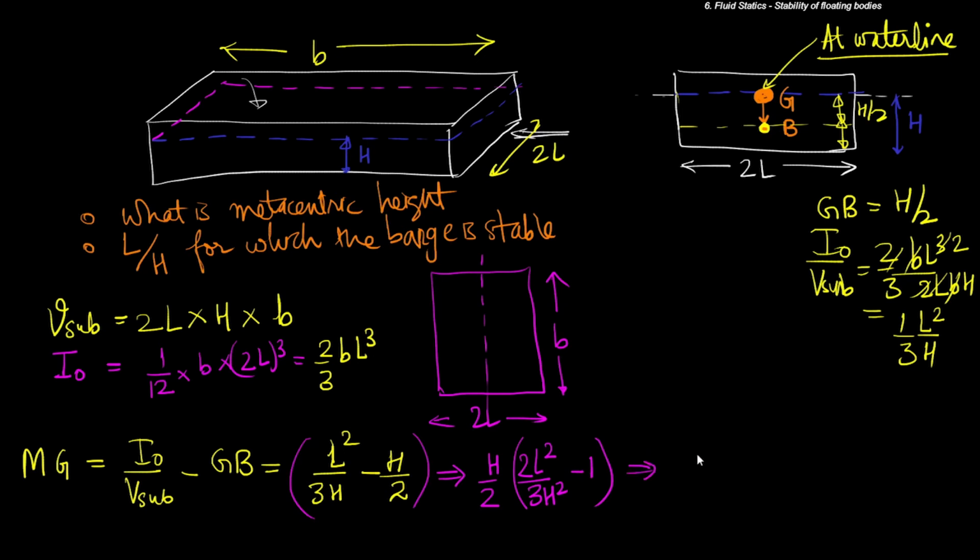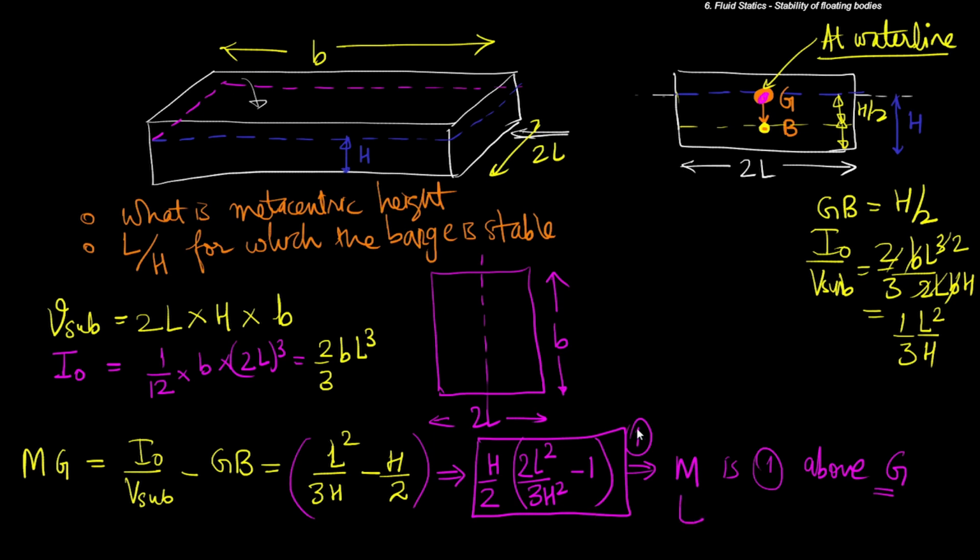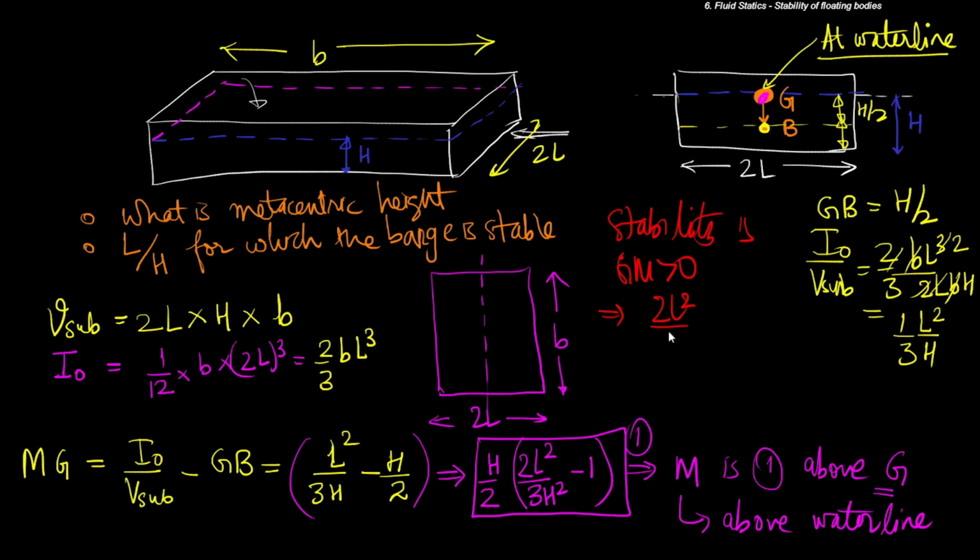So this implies that point M is this particular distance, whatever this result 1 is, above point G. Point G is at the waterline, and hence M is this distance above the waterline. And the condition for stability is that GM greater than 0, essentially meaning 2L square upon 3H square minus 1 should be greater than 0, meaning L should be greater than square root of 3 upon 2 H. So the length has to be larger than this. Only then this entire thing will be stable.